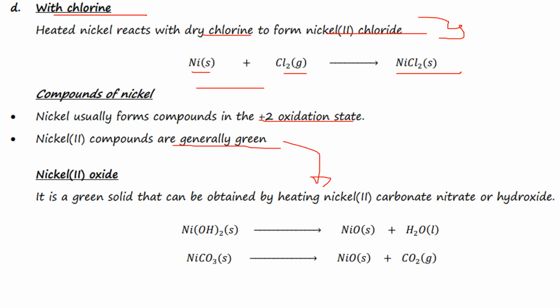Now let's look at the chemistry behind nickel(II) oxide. Just like the oxides of cobalt, it can be obtained by heating nickel(II) carbonate, nitrate, or hydroxide. Whenever you heat a hydroxide, you get an oxide of nickel in the +2 oxidation state together with water. Whenever you heat nickel(II) carbonate, you get an oxide of nickel together with carbon dioxide, just like when you heat any other carbonate. You get an oxide together with carbon dioxide gas.